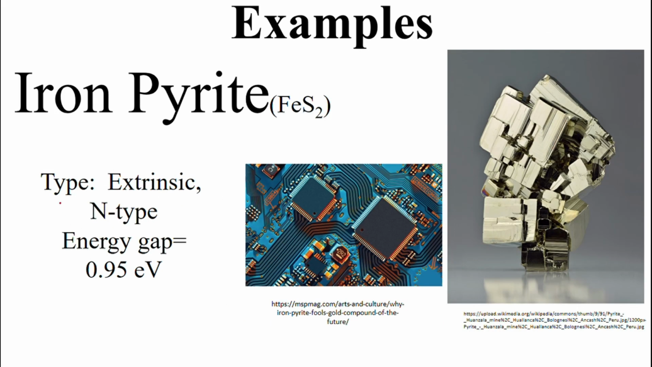Last, we have iron pyrite. This is an intrinsic semiconductor and also an N-type. Its energy gap is 0.95 electron volts.